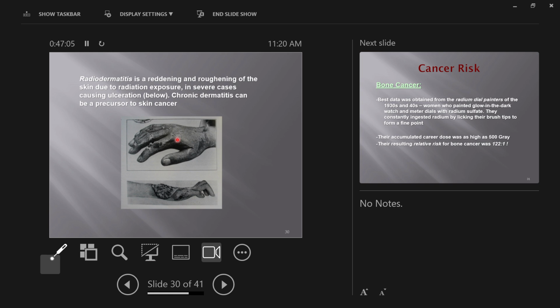So I don't believe this is Daly's hands. I don't think so, because I've seen Daly's hands. They don't look like this. But this is radiodermatitis on the top. On the bottom, these are skin ulcers forming from the radiodermatitis. Chronic exposure, chronic dermatitis due to exposure will lead to skin cancer. Okay.